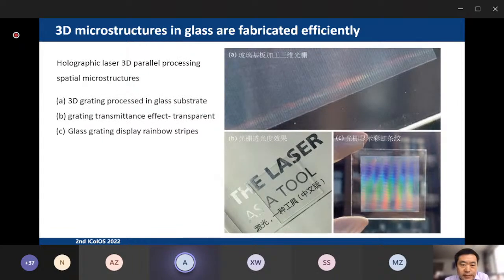So we also process a grating in the glass. And in figure A we can see the grating is obvious, and figure B means that it's transparent from different angle directions. We can see it's transparent, and in figure C we can also see there are rainbow strips. This is the same glass we processed inside with the 3D grating. So next please.